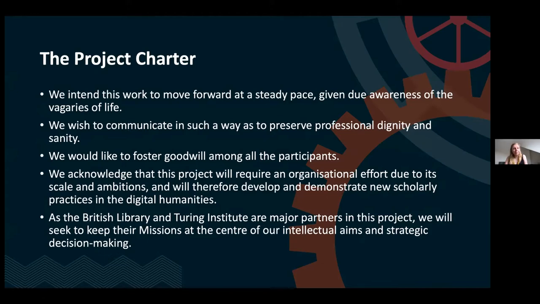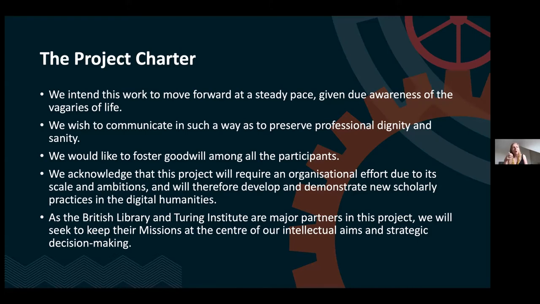So this next one also could have been written with the pandemic in mind. We intend this work to move forward at a steady pace given due awareness of the vagaries of life. But it's not just the pandemic we've been through. We're a 23-person team at the moment. We've had good and bad things happen to us. There have been babies born, but there's also been people with long-term health problems. We had a death of a colleague on the project. We've had some serious illness. So we've learned to sort of flex and support one another. But I think it's really important to lay down that value that you are going to adhere to that.